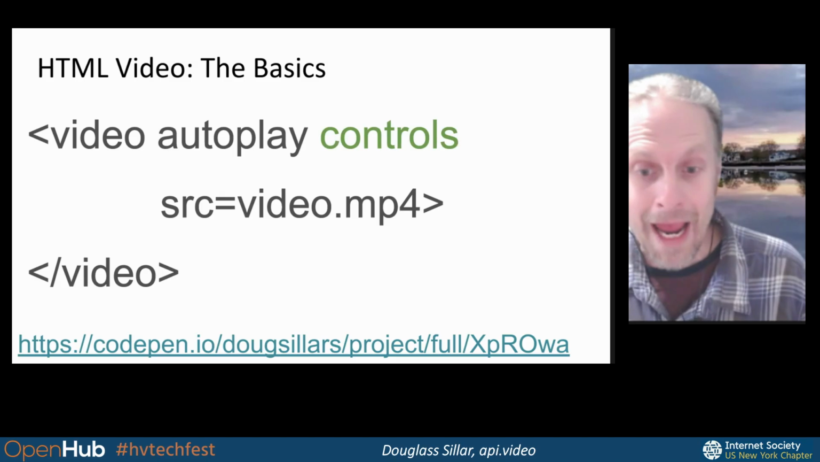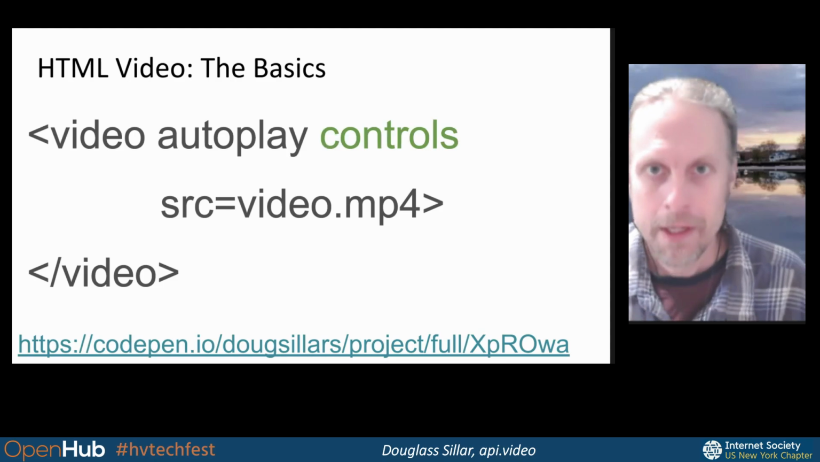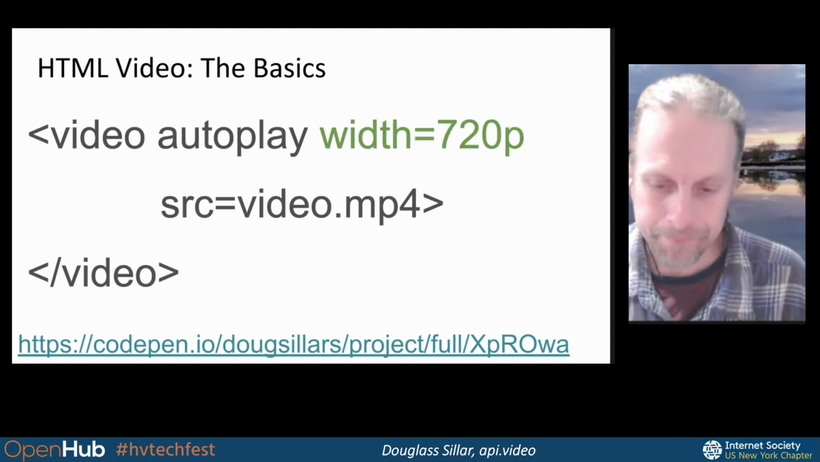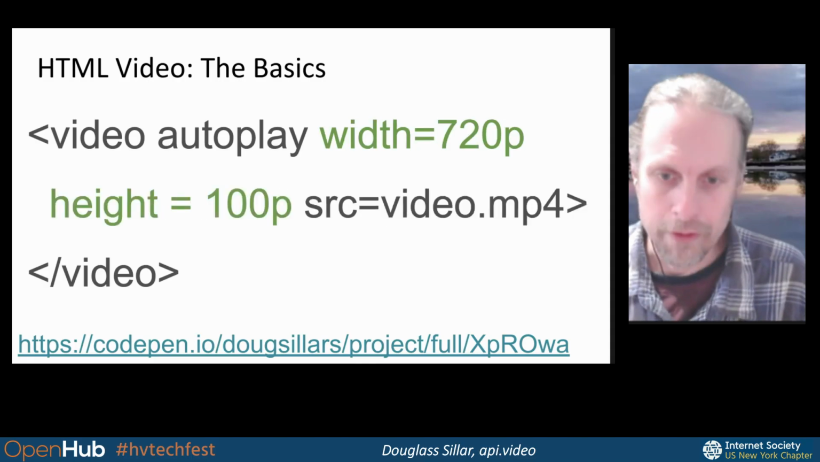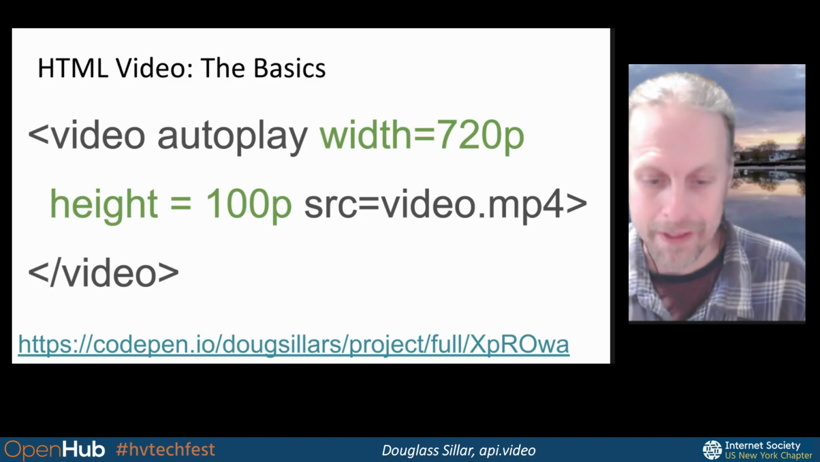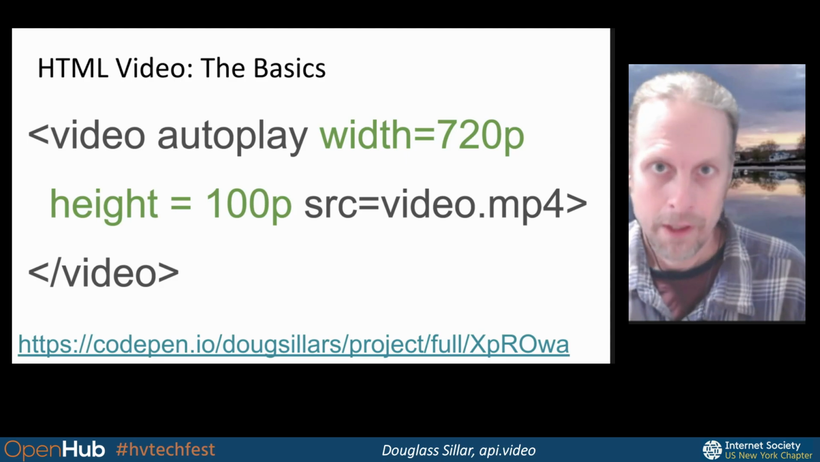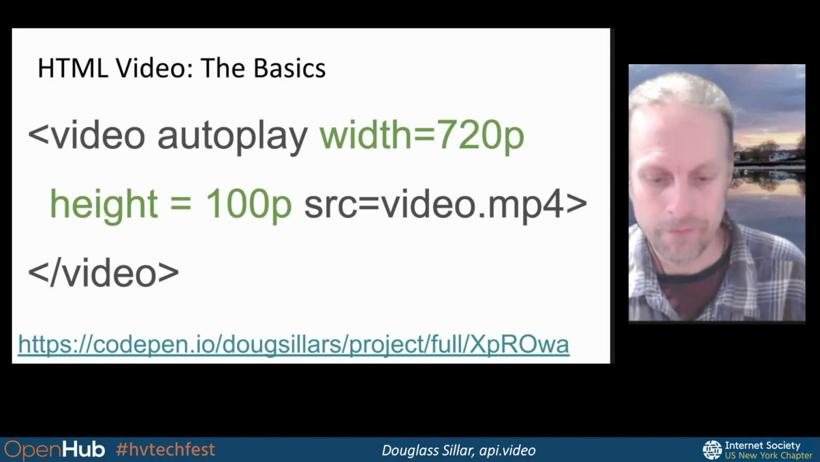You can also add controls. So if you don't have the controls attribute, you won't have the play, pause, and the bar at the bottom. If you want the play, pause, and the bar at the bottom, you have to add the controls attribute. You can set a width. You can set a height, right? This is standard, kind of like what you do with an image. Most people just set the width because you don't want to screw up the aspect ratio of the video. So if you set the width, the height is automatically defined for you.